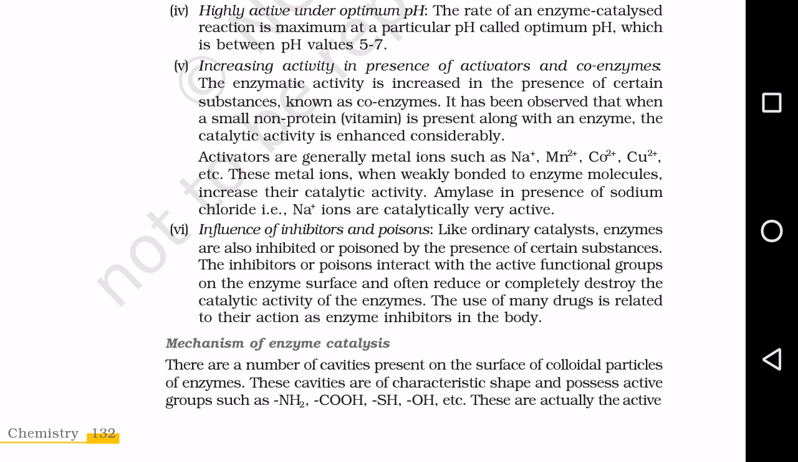Sixth, influence of inhibitors and poisons. Like ordinary catalysts, enzymes are also inhibited or poisoned by the presence of active functional groups on the enzyme surface, which often reduce or completely destroy the catalytic activity of the enzymes. The use of many drugs is related to their action as enzyme inhibitors in the body.